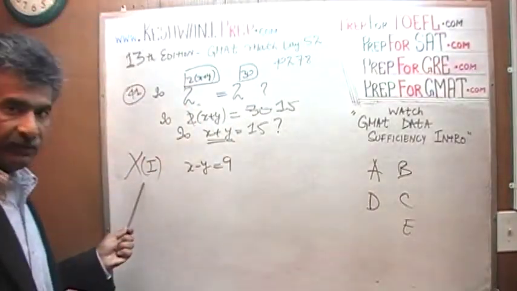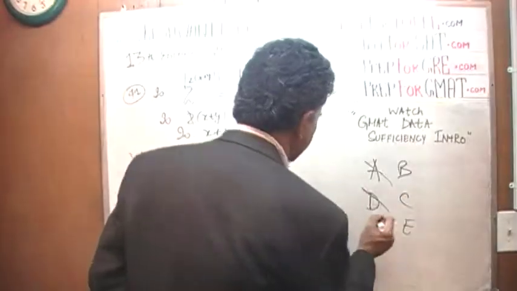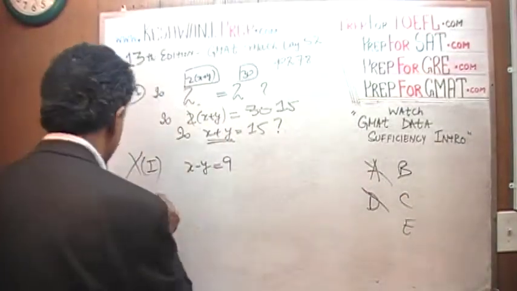So, the first statement by itself does not work, which means the answer cannot be A or D. It's got to be either B, C, or E. Let's look at the second statement.